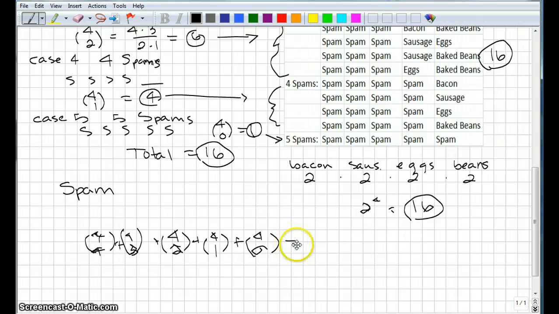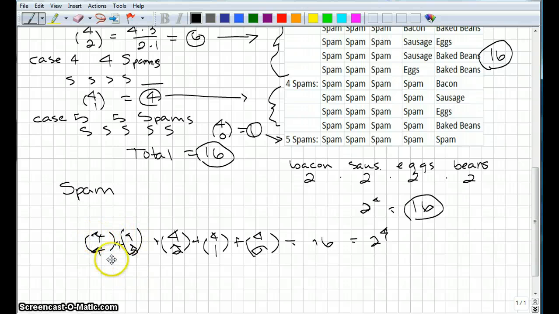All right, and we add those up and we got 16, which is equal to 2 to the fourth. And the really interesting thing is that it works for any number.